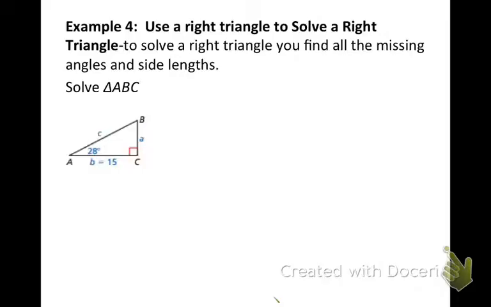Let's look at example 4. It says use a right triangle to solve a right triangle. I think what I meant to say was let's use trig ratios to solve a right triangle.